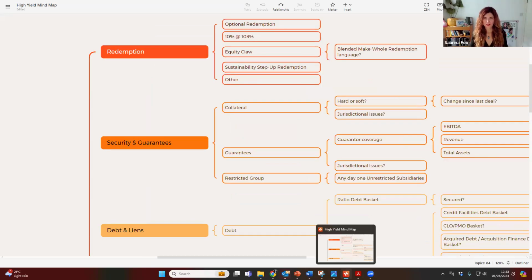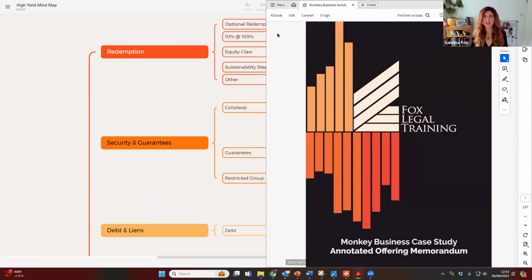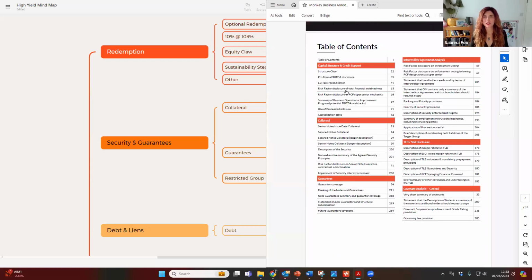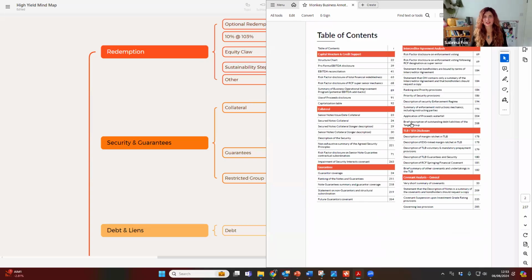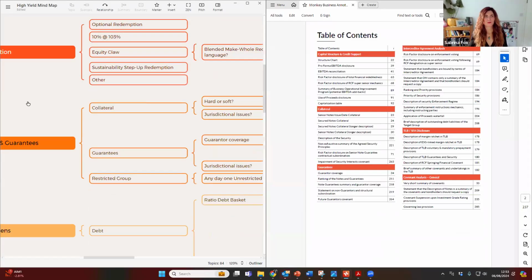Now, what I'm going to bring on in a second here is the Monkey Business Annotated Offering Memorandum. The Monkey Business Annotated Offering Memorandum is provided to Fox Legal Training students, and it contains a table of contents that is truly magical. You can click on just about any topic that you want to find, and it takes you directly to that topic in this annotated OM. So for example, the guarantor coverage, which I'm going to go through in just a second. So let me just put these both up on the screen here so we can see them together.